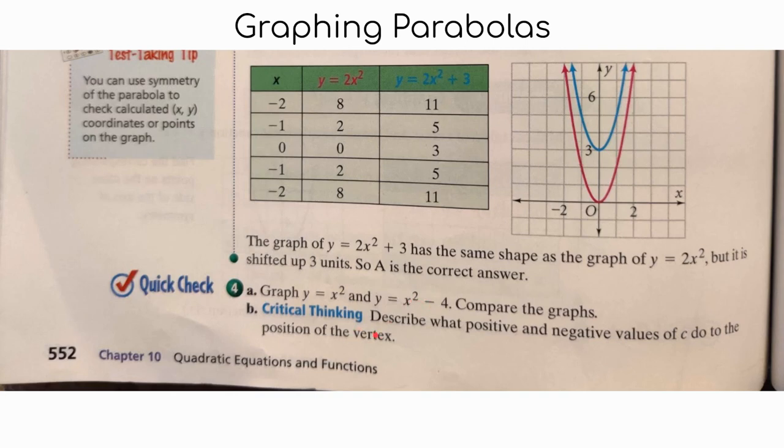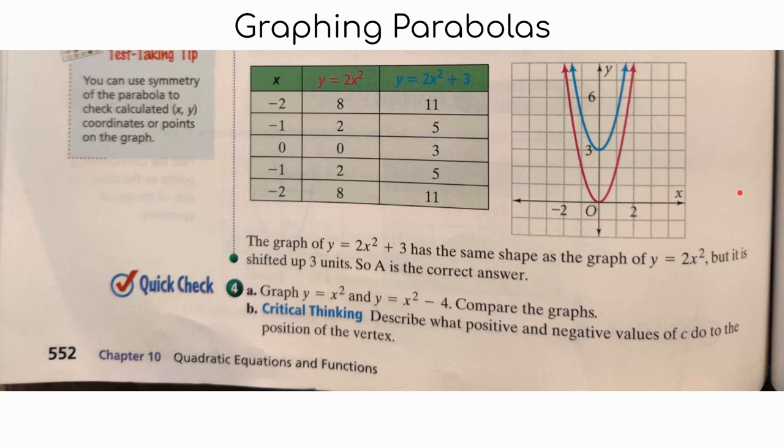Critical thinking: describe what positive and negative values of C do to the position of the vertex. Just write this out in a sentence or something similar, paraphrase it, that would be awesome. So the C value translates the position of the vertex. Positive values of C move the vertex up the y-axis. Negative values of C move the vertex down the y-axis. It doesn't matter whether it's a minimum or a maximum. That direction will be the same. Positive values of C will move it up the y-axis. Negative values of C will move it down the y-axis.